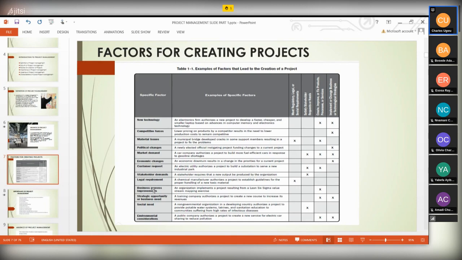So this is some of the areas where legal regulation and legal requirements trigger projects. Another one is business process improvement. Business process improvement is a situation where an organization is always trying to improve the way they do things in the organization, operationally, even at the production level. So these are the things that trigger a project.